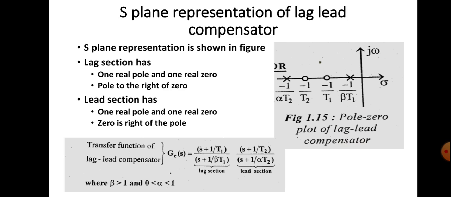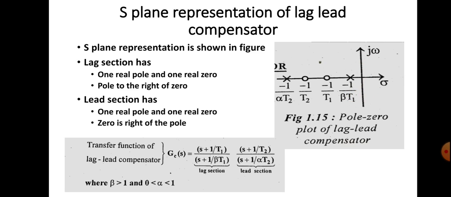So first of all, let us go to the S-plane representation of the lag lead compensator. We have gone through the S-plane representation of the lag compensator and lead compensator. Here the lag lead compensator S-plane representation consists of both. You can see that these poles and zeros represent the lag section, whereas these poles and zero represent the lead section. A lag section has one real pole and one real zero, and in that case the pole will be to the right of the zero. In the case of the lead section, it also has one pole and one zero, and in this case the pole will be to the left of the zero, or the zero will be to the right of the pole. This represents the pole zero plot of the lag lead compensator, and it is represented in the S-plane. S-plane means there will be a real axis and an imaginary axis.